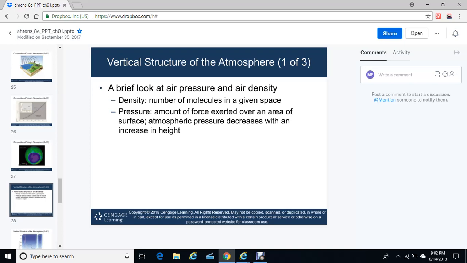The pressure is the amount of force exerted over an area of surface. So just think pressure equals force over an area. Generally, what you really need to know is atmospheric pressure will decrease, or become smaller, with an increase in height. So as you go up in the atmosphere, if you were to go in a hot air balloon and start at the ground and go up to perhaps 10 miles above the surface, you would notice a steady drop in the atmospheric pressure as your balloon continued to rise higher and higher off the ground.